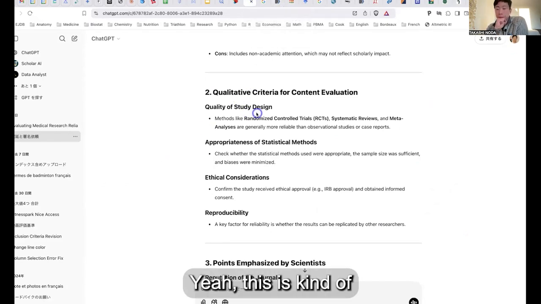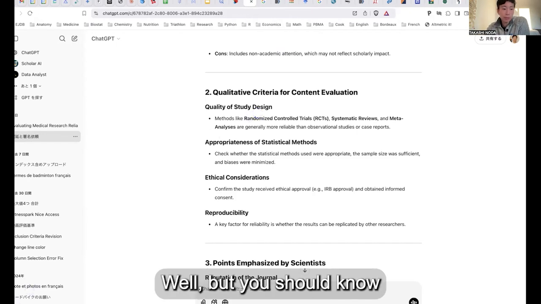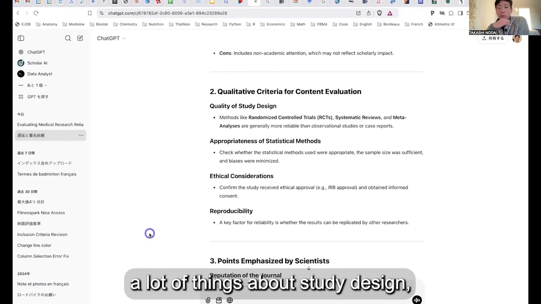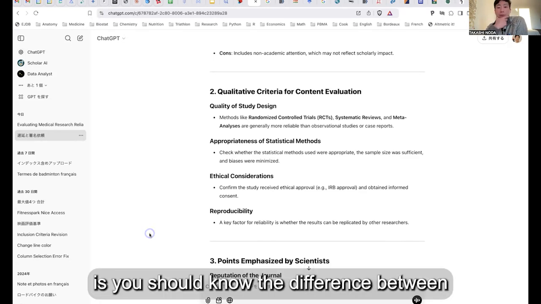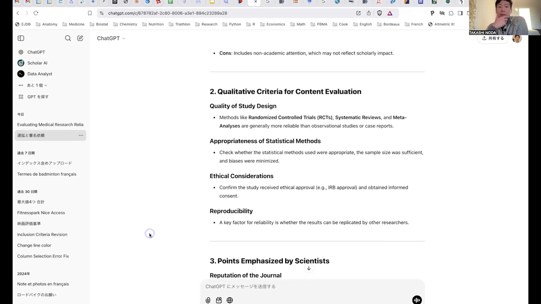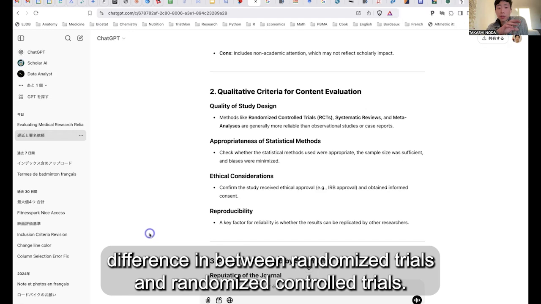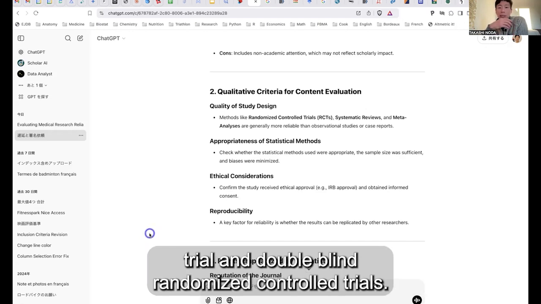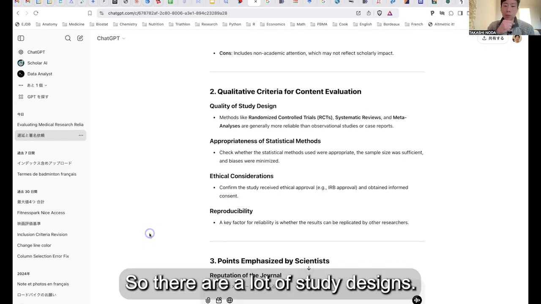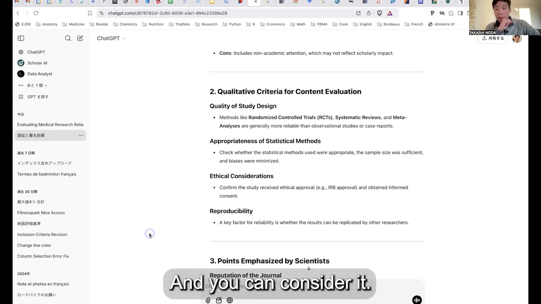This is a very advanced topic, but you should know a lot about study design. You should know the difference between randomized trials and randomized controlled trials. And you should know the difference between a randomized controlled trial and a double-blind randomized controlled trial. So there are a lot of study designs you can consider.